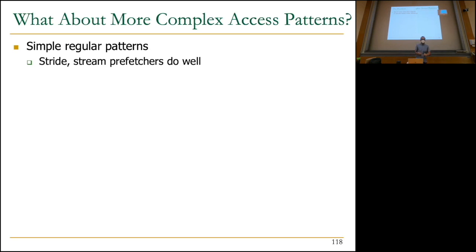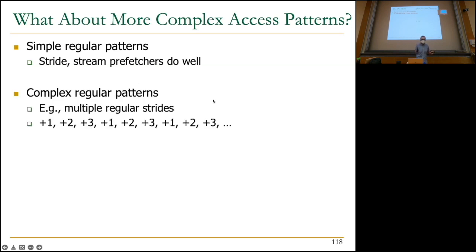Okay, now this brings up the question, what about more complex access patterns? For simple regular patterns, stride and stream prefetchers do well. For complex regular patterns, they don't do well. For example, you may have multiple regular strides. Your strides may be 1, 2, 3, 1, 2, 3, 1, 2, 3, 1, 2, 3, because of the way you're dealing with data structures in a program. I may have an example later on this, but we don't have a lot of time. But this is certainly possible.